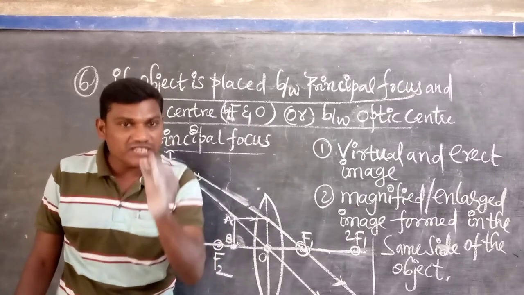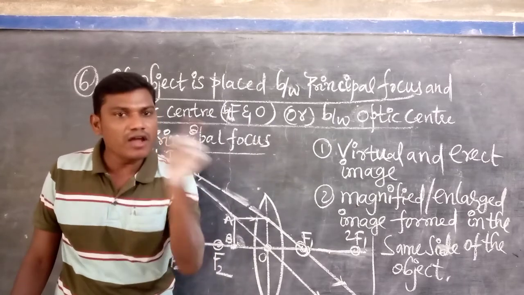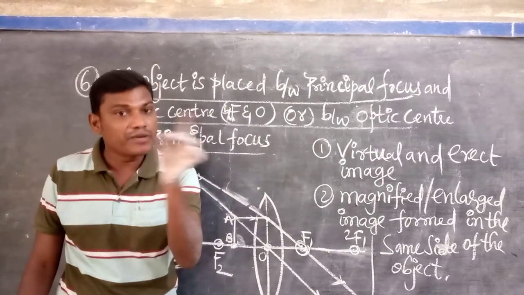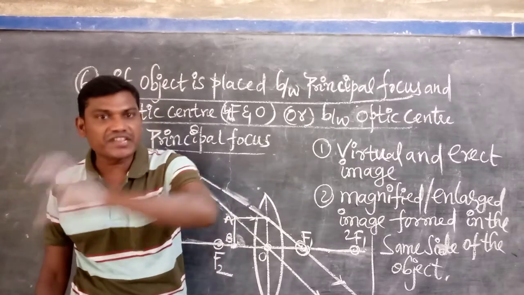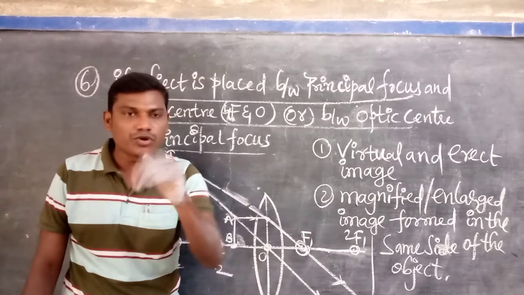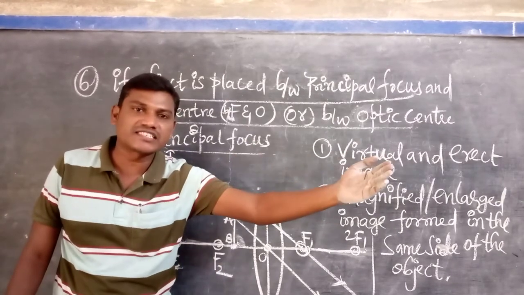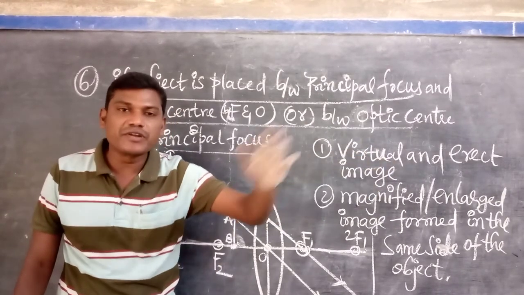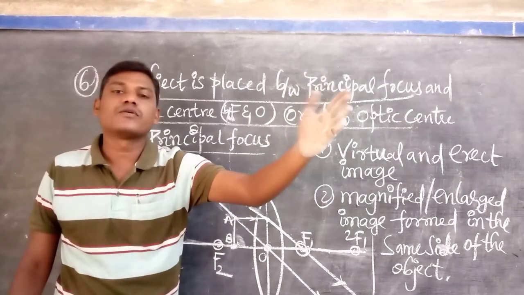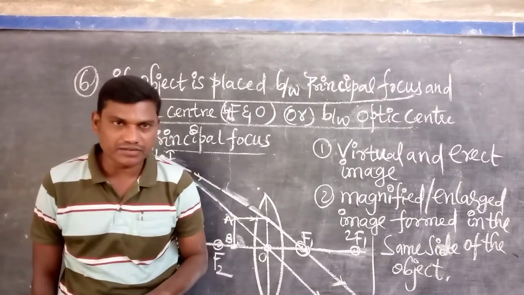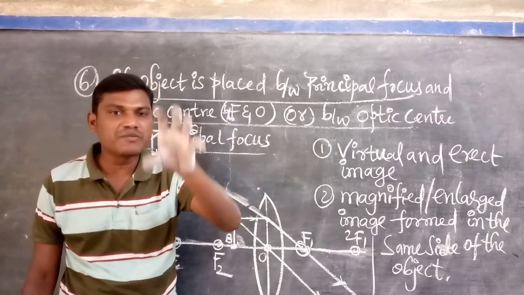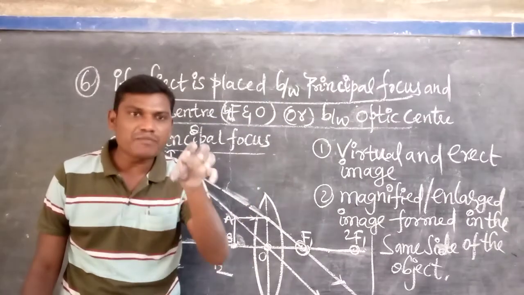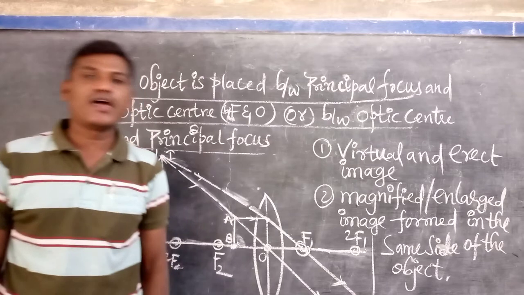Second one, if the object is placed beyond the center of curvature, or beyond 2F, or between infinity and the center of curvature, the image will be formed on the other side, between the focus and the center of curvature. That is also a real, inverted image, and a diminished image will be formed. That type of manner we are using in camera lenses.